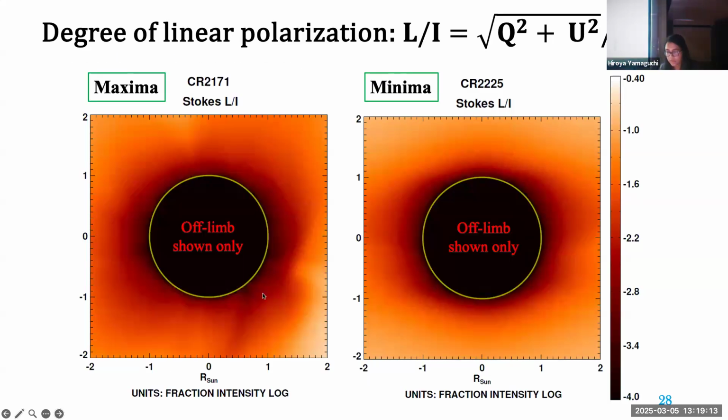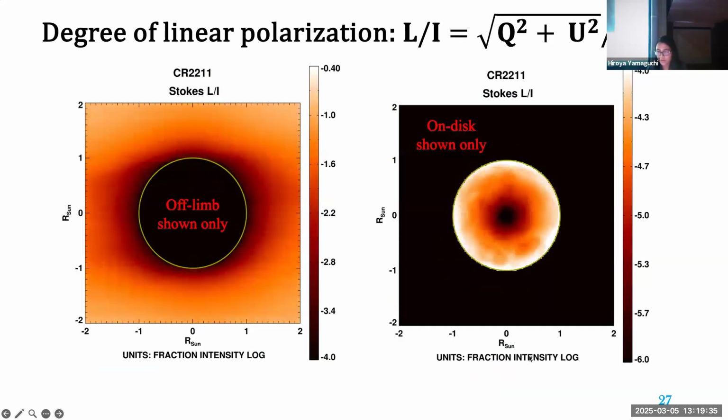I forgot to mention the scale. The scale is logarithmic. In the off-limb, we can see that the signals change from 10 to the minus 4 at the lower corona to about 10% at 2 solar radii. Whereas on the disk, the signal levels are on the order of 10 to the minus 6 at the disk center to 10 to the minus 4 at the limb.